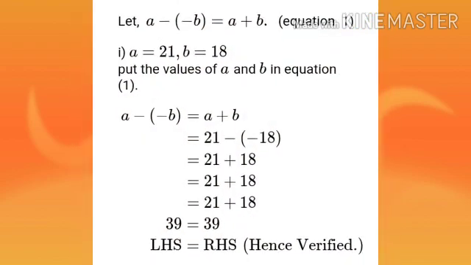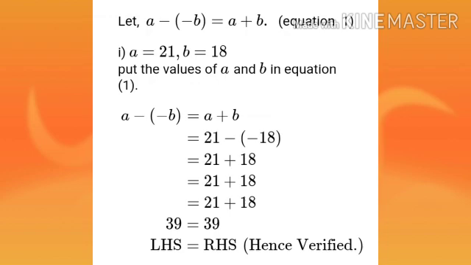Here is the solution of 8th question. Subdivision 1. Let a minus of minus b, which is equal to a plus b, be the equation. Now we are going to place the value of a and b in this equation. The value of a is 21 and b is 18. The equation is a minus of minus b equals a plus b. We have to verify both the equations are equal.